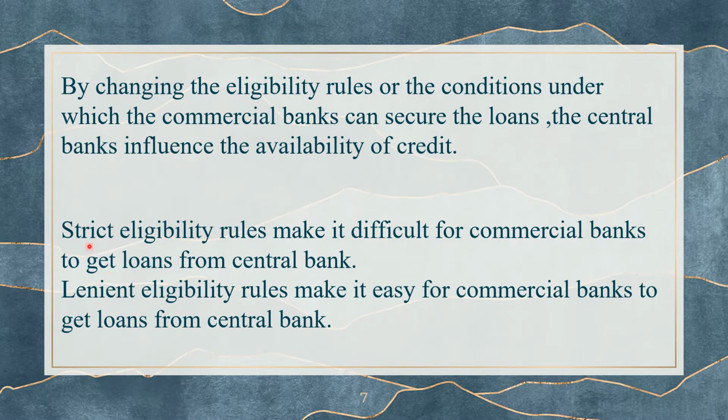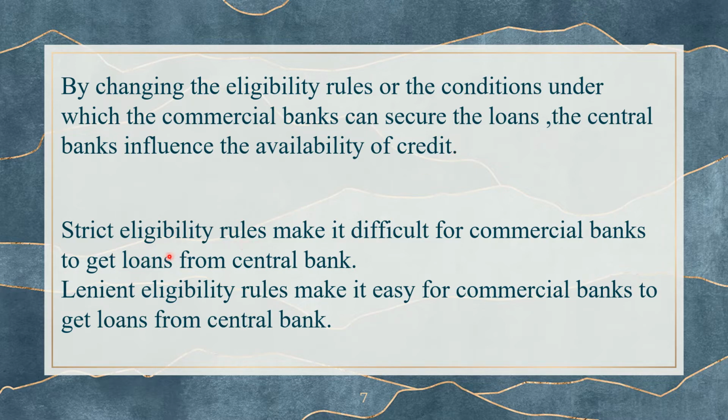And now comes the availability of credit. See, by changing the eligibility rules or the conditions under which the commercial banks can secure loans, the central bank influences the availability of credit. Now the rules, the eligibility conditions for how the commercial banks can borrow loans, right? The central bank will influence the availability of credit in the country.